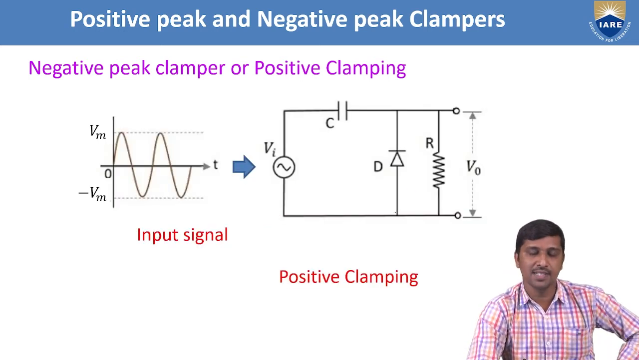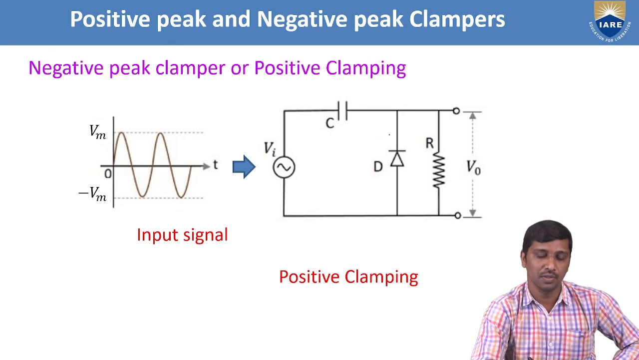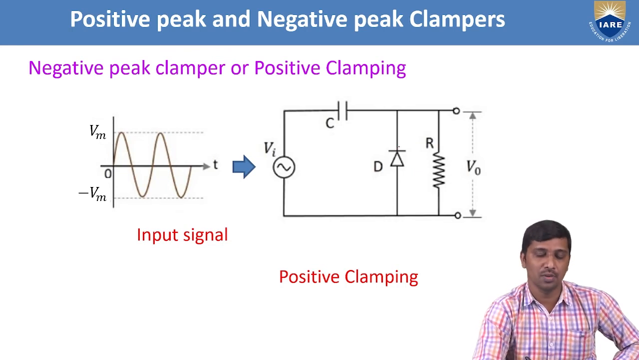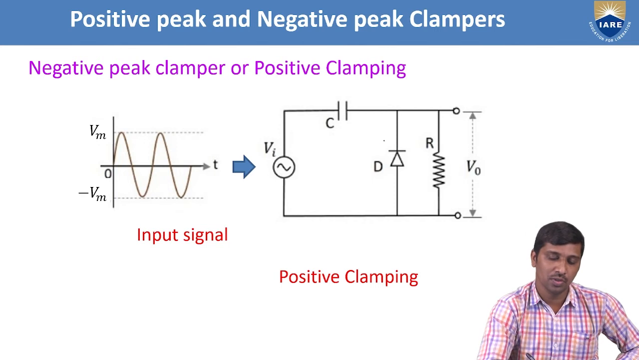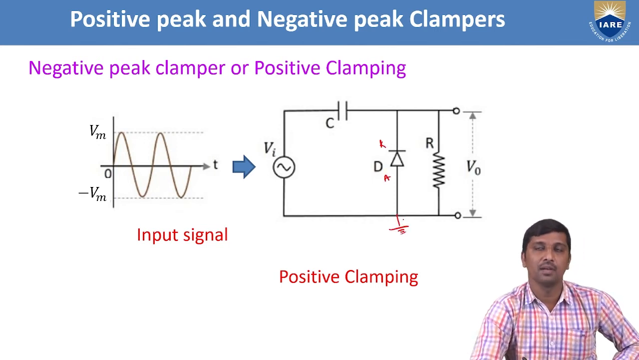The only difference between the negative clamping and the positive clamping is that here the diode is reversed. In the previous circuit, the anode of the diode is connected to the capacitor on the other end, but here the cathode of the diode is connected to the capacitor. So now this node is the cathode and here it is the anode. Here the anode is grounded, but in the previous circuit, the cathode is grounded.